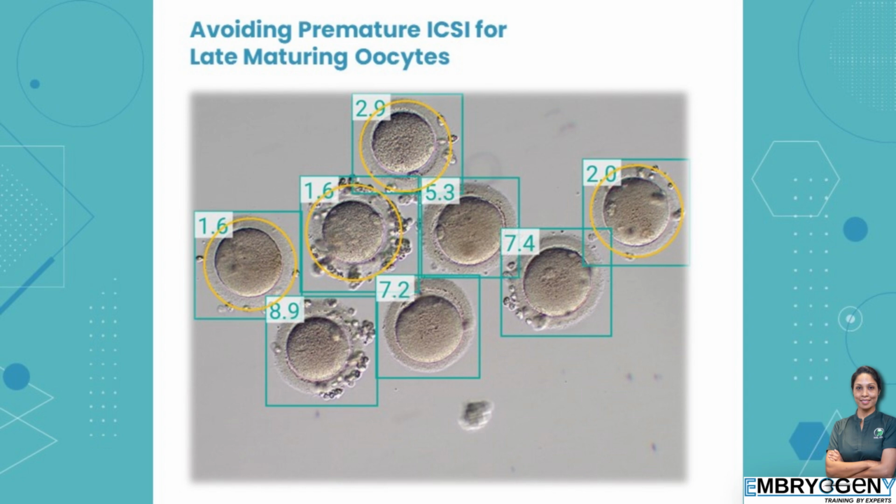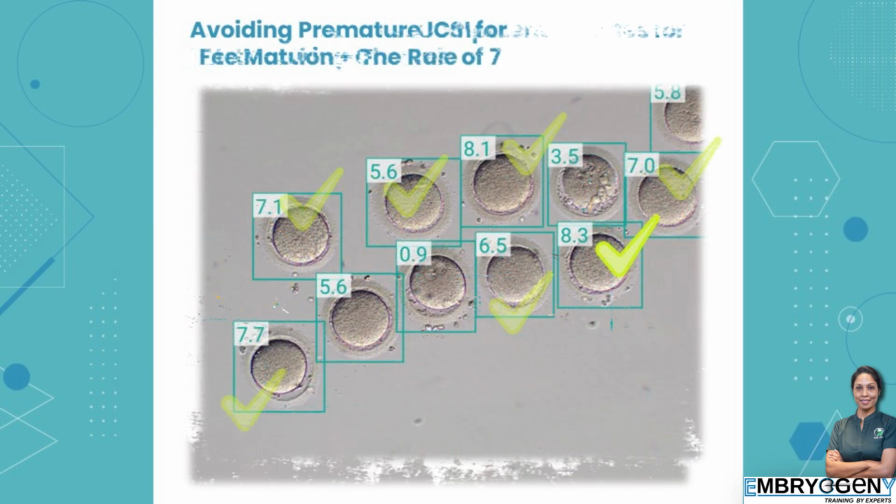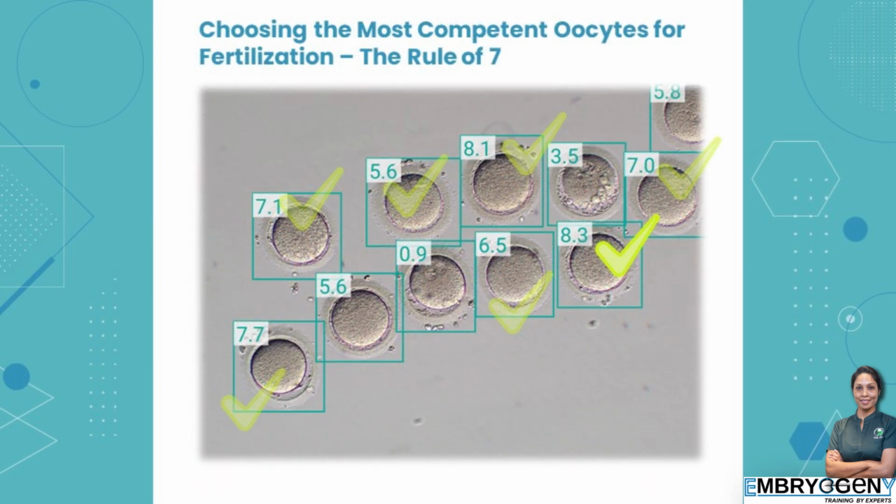Now, imagine having a tool that can go through an image of a cohort of oocytes and give a score which indicates a lower score for oocytes that seem to be late maturing. This way, ICSI can be timed accordingly. Another use of oocyte scoring is in case of a donor-recipient matching cycle, where by law you are supposed to fertilize a maximum of 7 oocytes. This tool will help you choose the most competent 7 oocytes for the best result.